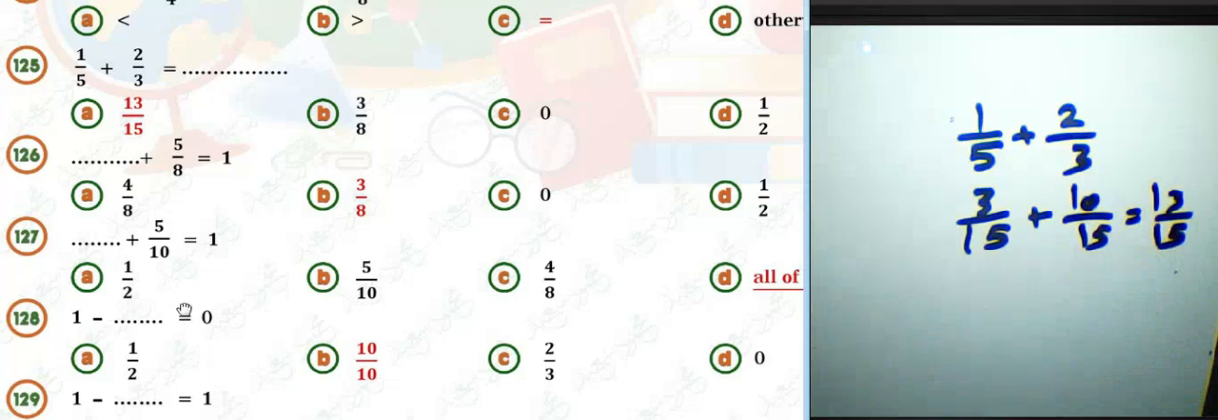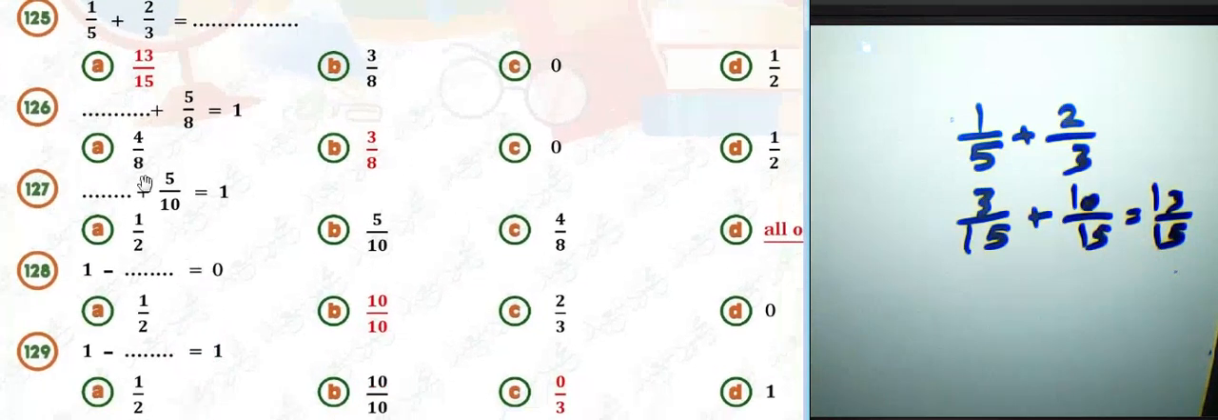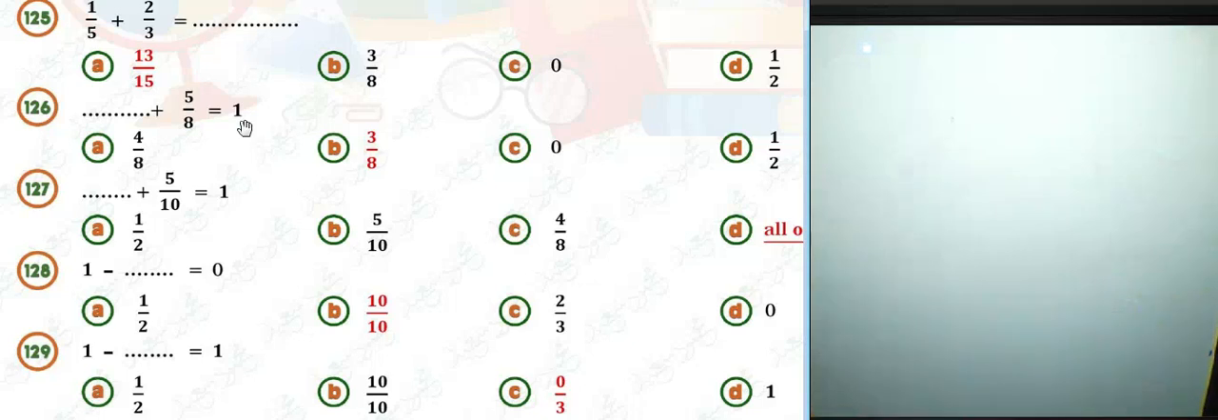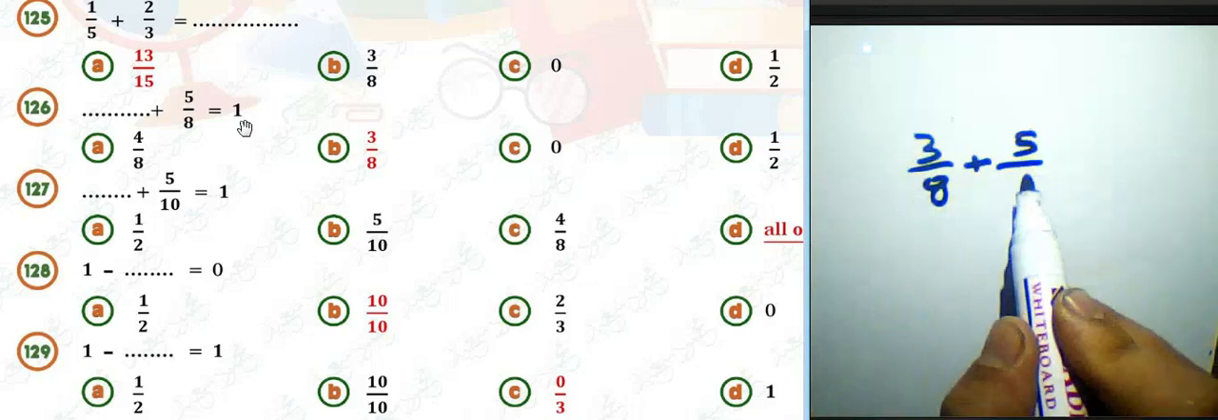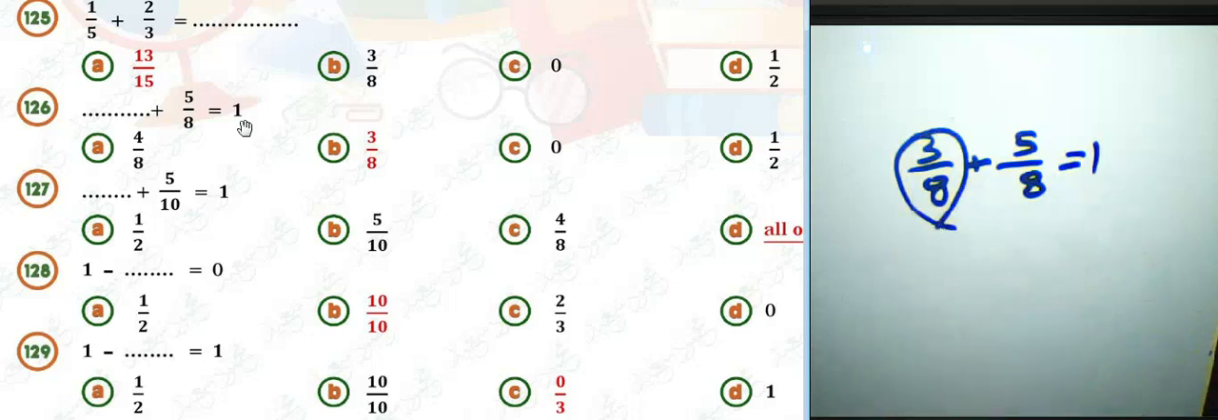Question 126. 5 over 8 plus blank equals 1. 5 over 8 plus 3 over 8, because 3 over 8 plus 5 over 8 equals 8 over 8 equals 1.